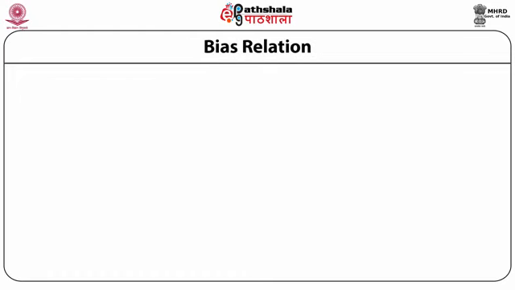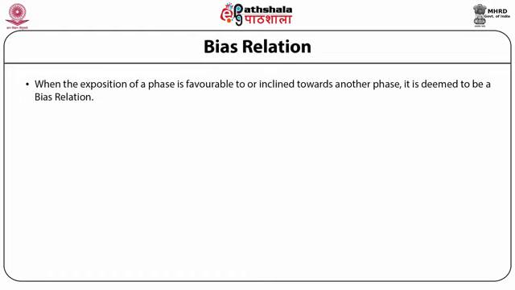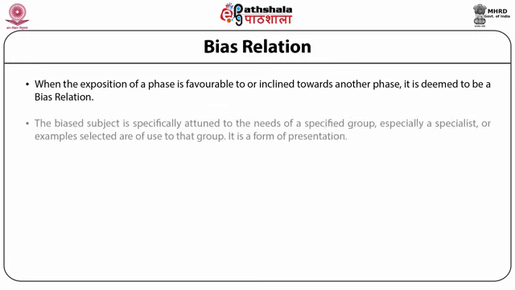Bias relation. When the exposition of a phase is favorable or is inclined towards another phase, it is deemed as a bias relation. The biased subject is specifically attuned to the needs of a specified group, especially a specialist, or examples selected are of use to that group. It is a form of presentation.